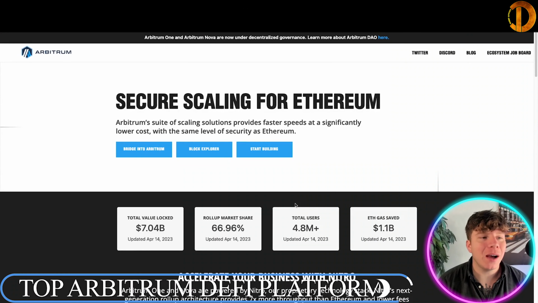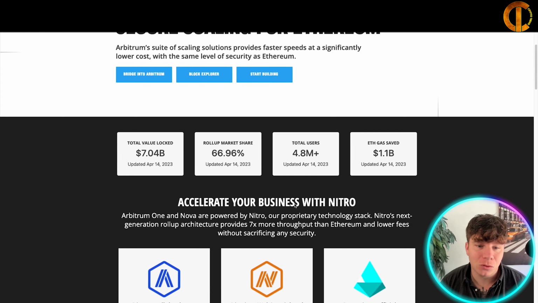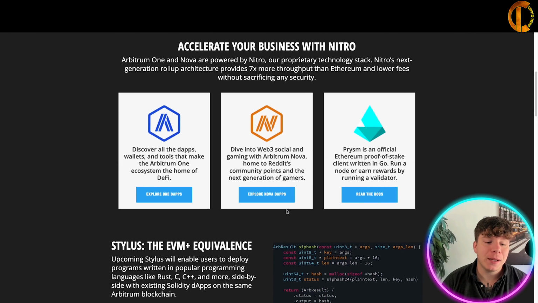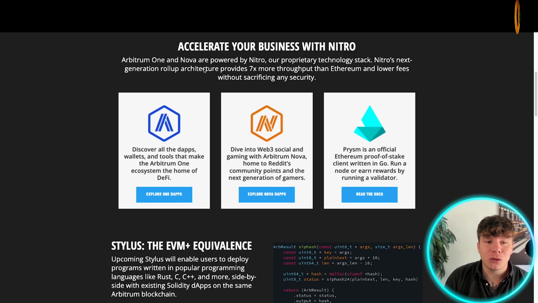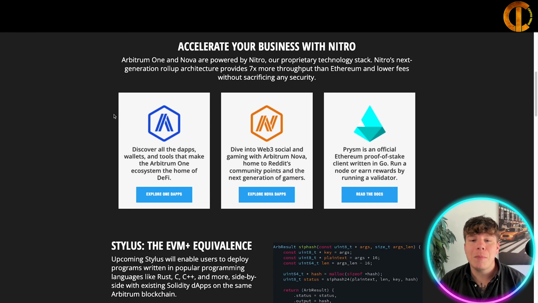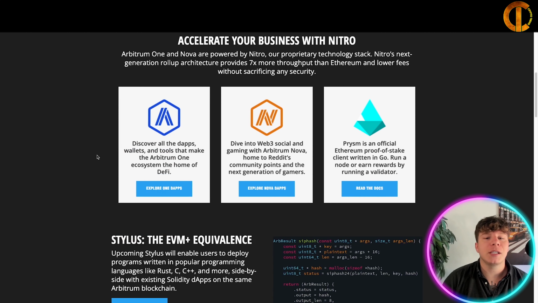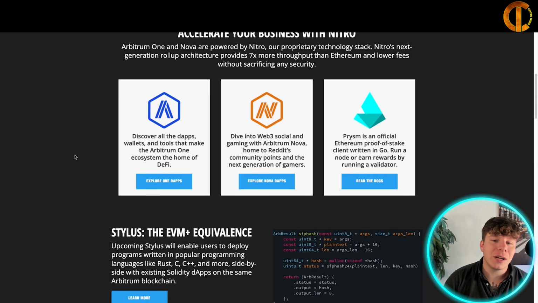So guys, here we are at Arbitrum.io. Now we all know Ethereum is one of the most popular platforms in the world for decentralized apps. But people actually start believing that you should be using layer twos in Ethereum to make that money. Now with Arbitrum, you can accelerate your business with Nitro. So it's Arbitrum One and Nova. They're powered by Nitro, a proprietary technology stack with the next generation rollup architecture, which provides 7 times more throughput than Ethereum and lower fees without sacrificing any security.